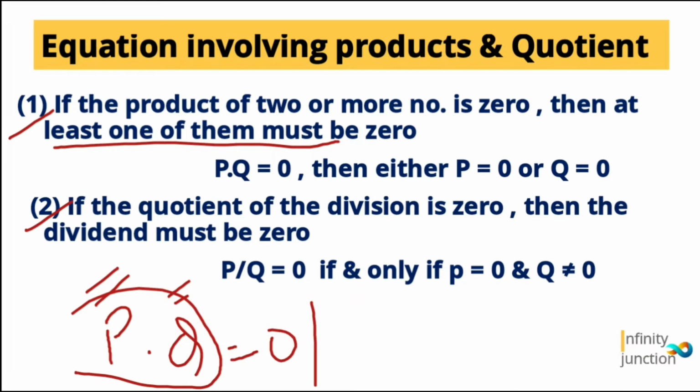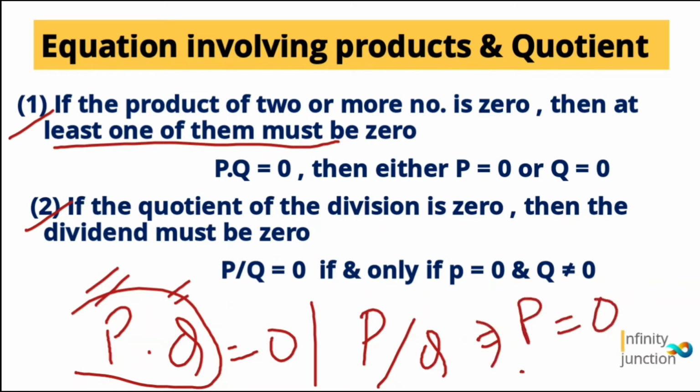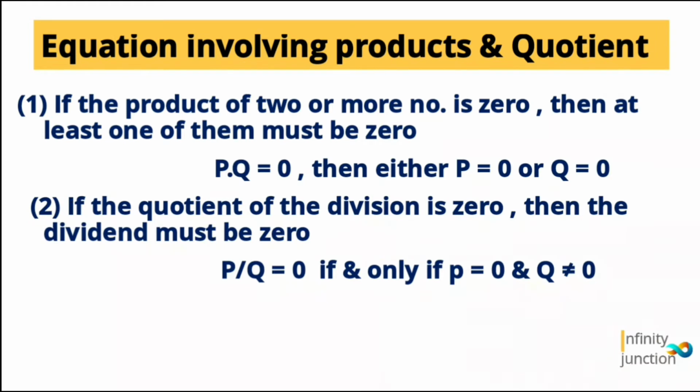And the second point is, if the quotient of the division is 0, then the dividend must be 0. So in this case, p is equal to 0 and q not equal to 0. So these are the conditions. p by q is 0 if and only if p is equal to 0 and q is not equal to 0. Okay, so let's see an example.